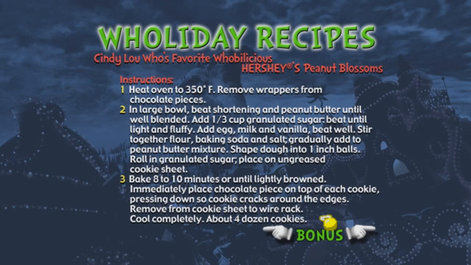Step 3. Bake 8 to 10 minutes or until lightly browned. Immediately place a chocolate piece on top of each cookie, pressing down so the cookie cracks around the edges. Remove from the cookie sheet to a wire rack. Cool completely. Makes about 4 dozen cookies.